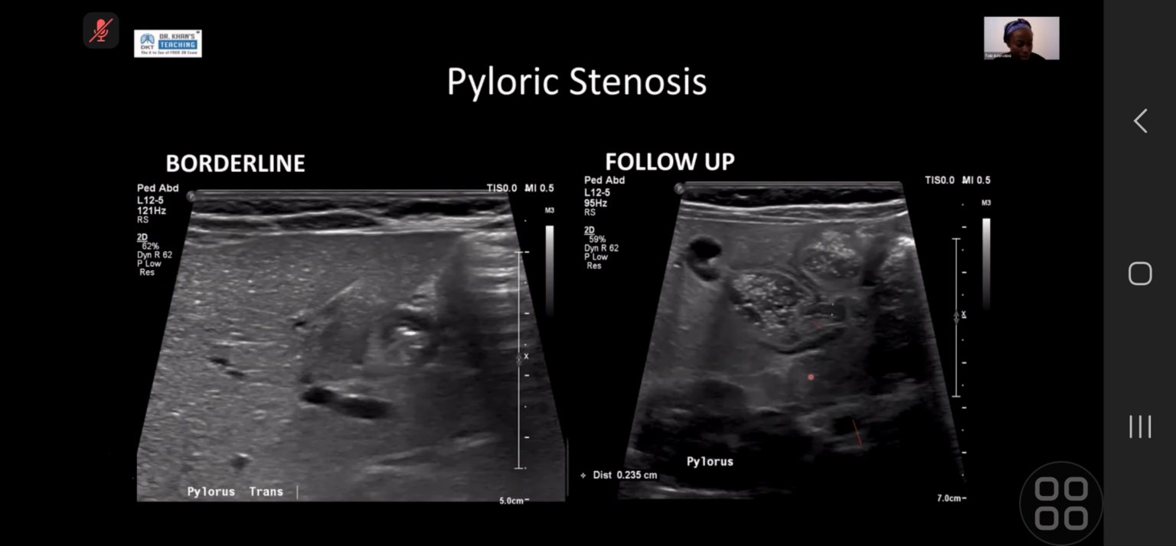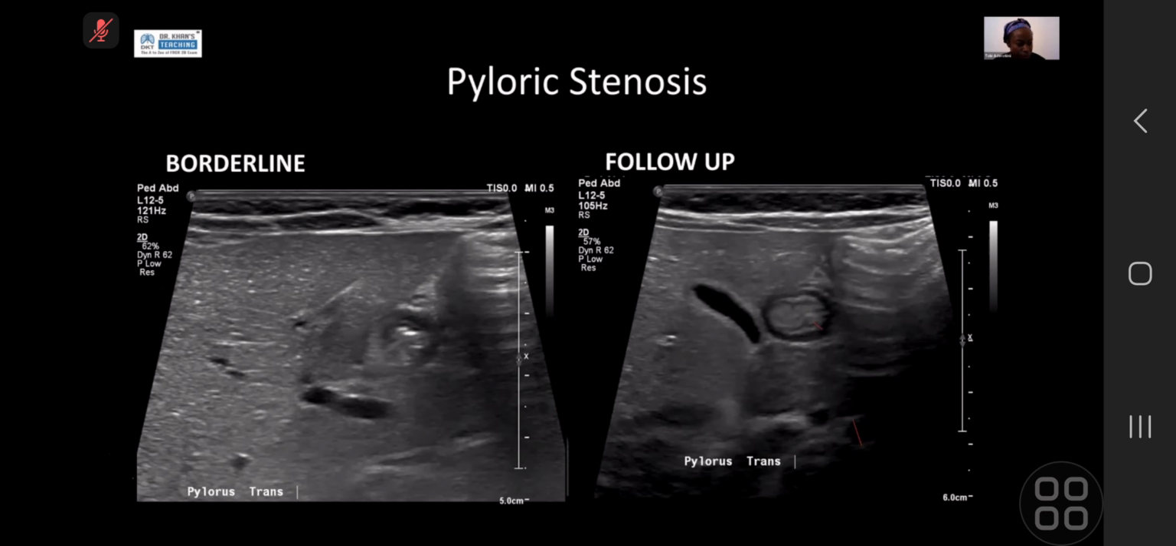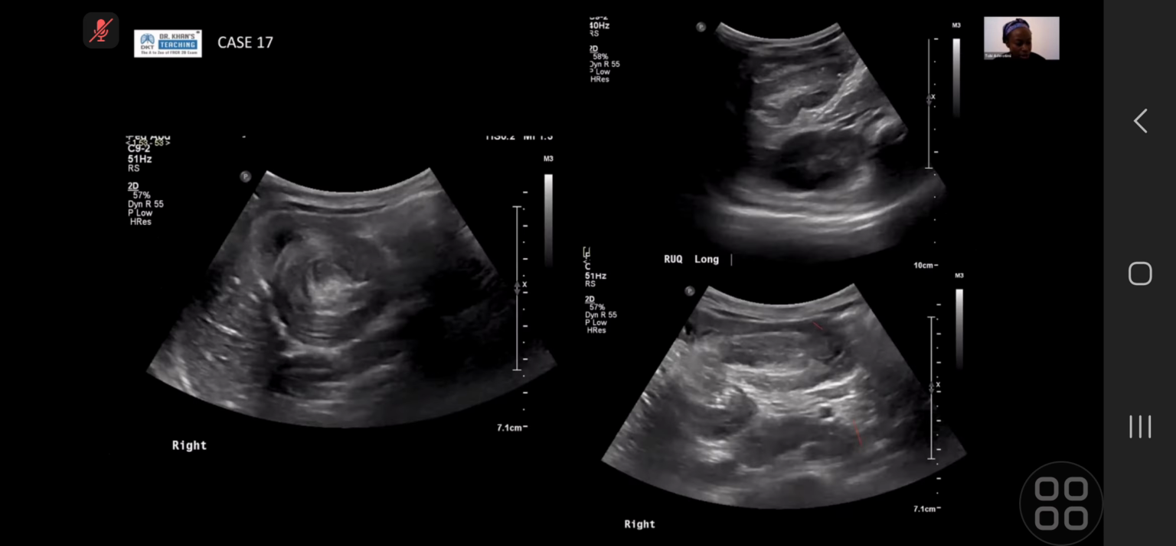So here we can see it looks more normal than it did before. So you can compare the transverse to the transverse views. I thought I had a video, but I don't think it's playing. So we'll just go on to the next case, which is case 17.